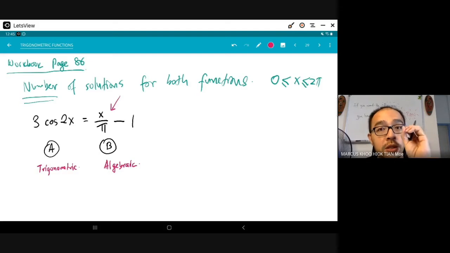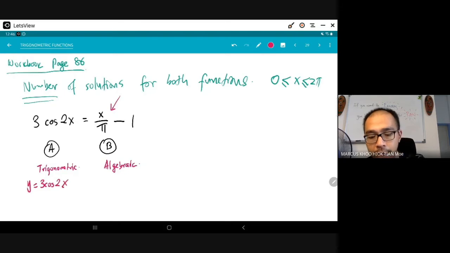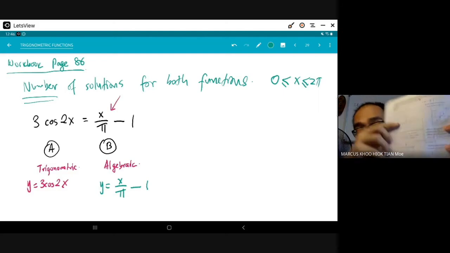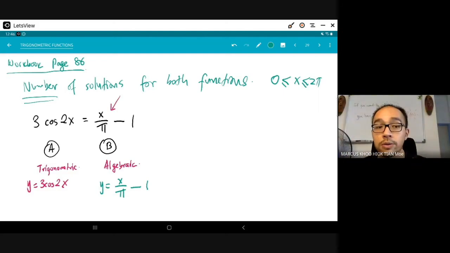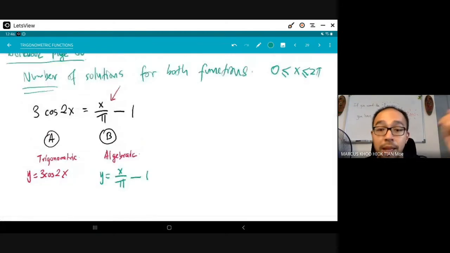So we have to split this up into two equations. The first equation will be y equals 3 cos 2x, and then the second equation, in green, y equals x over pi minus 1. Now take a look at the example given in the workbook. They've already shown you how the graph looks for 3 cos 2x. Never mind, let's draw.